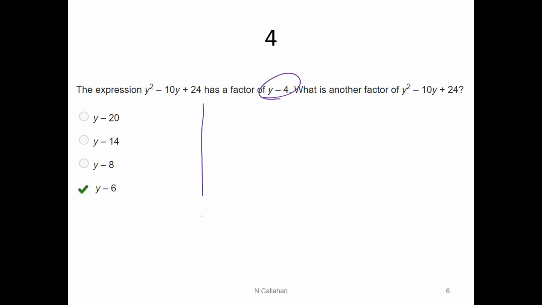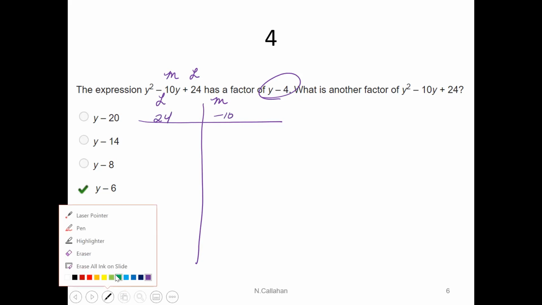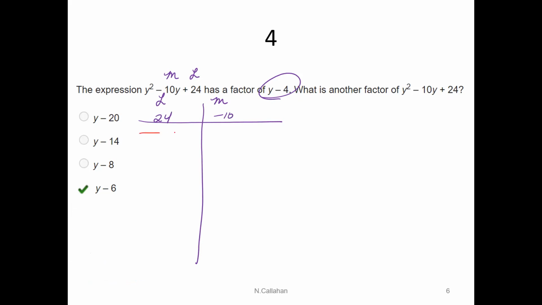We're going to do this one more time. So draw your little table, you guys, okay? Last number, middle number. So here's your last number. Here's your middle number. My last number is a positive 24. My middle number is negative 10. And we're going to go ahead and list everything that multiplies out to a positive 24. So you're going to draw a bunch of little lines in there.